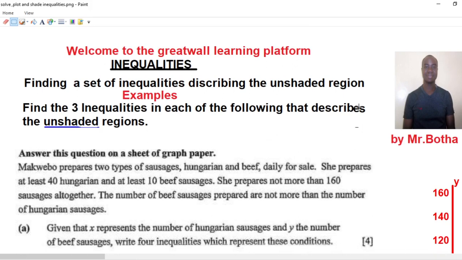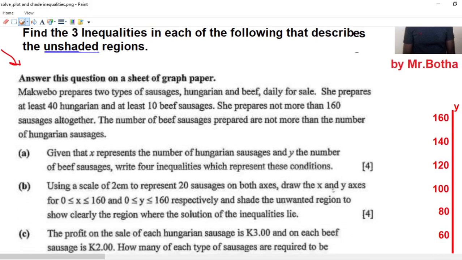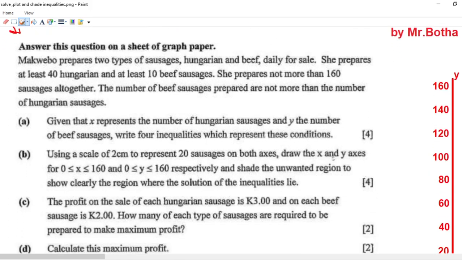The question reads, so focus on this question, starting from here. Remember, you need to answer this question using graph paper so that you can follow the scale nicely. The question reads, Makwebo prepares two types of sausages, Hungarian and beef. She does this daily for sale.